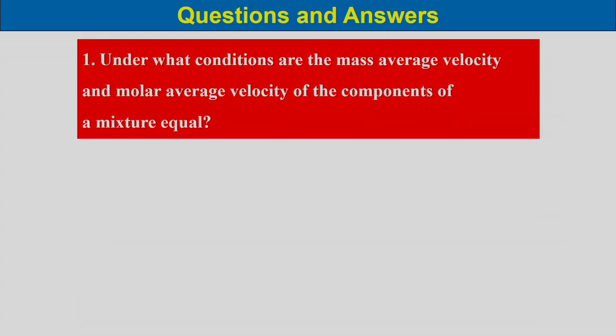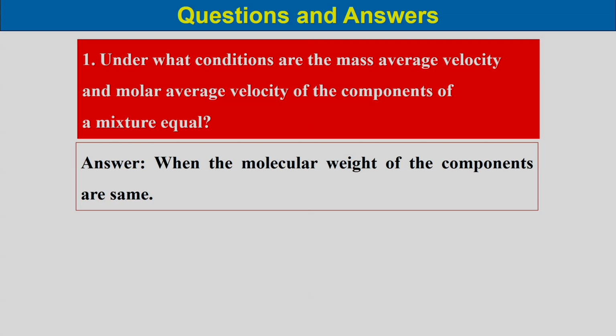Let us have some simple questions on the topic which we have covered today. Under what conditions are the mass average velocity and molar average velocity of the components of a mixture equal? The answer is when the molecular weights of the components are the same. If the molecular weights of the components are the same, then the mass average velocity and molar average velocity of the mixture would be the same.